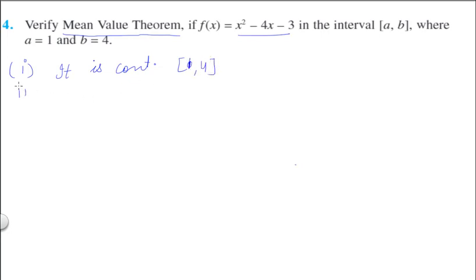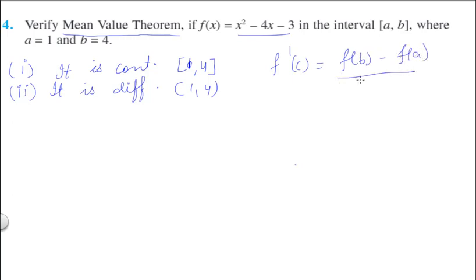The second condition was that it should be differentiable. All the polynomial functions are differentiable on all the values x belonging to R, which are real numbers. Clear? Now when these two conditions are satisfied, they are saying that f dash c will be equal to f of b minus f of a divided by b minus a. Clear? So let us find point c. First of all, let us find f of b. F of b means f of 4.